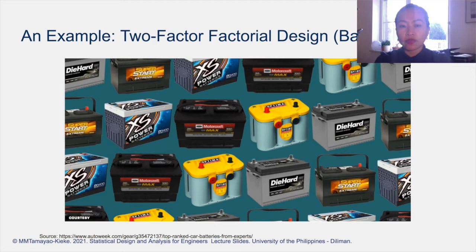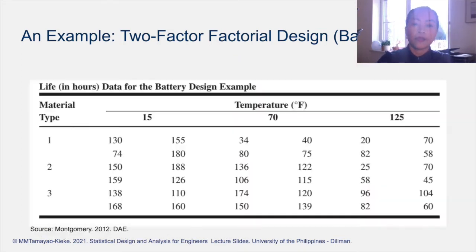Okay, so let us go back to this example. Again, an engineer is designing a battery for a device with the goal of making sure that the battery will withstand extreme variations in temperature. And here you can see in this slide the observed life in hours of the batteries under each combination of material type and temperature. As shown, there are 4 replicates in this experiment. Note that the temperature levels were chosen by the engineer so as to capture the extremes that the battery is expected to be exposed to.